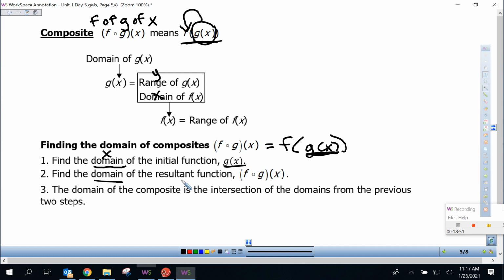And then step three, the domain of the composite is going to be the intersection of the domains from the previous two steps. So when they talk about your final domain, it's going to be the intersection of these previous two domains. This just means it's going to be the values in common. So when they're referring to the intersection, it's just the values in common, or the values that are the same. So any x values that are the same between the innermost function domain and the resultant function domain.